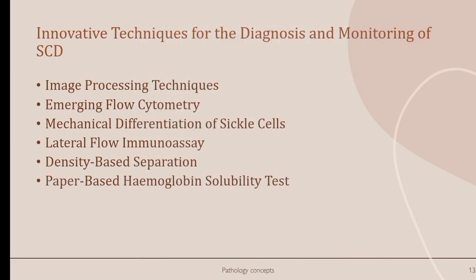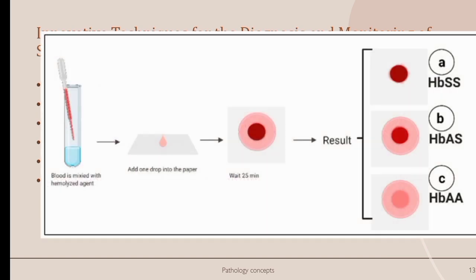Next is the paper-based Hb solubility test. In this test, a drop of blood sample is mixed with hemoglobin solubility agent at a ratio of 1:10. Then the mixture is placed on chromatography paper, followed by staining. Different stained blood patterns form based on the hemoglobin present. This test is affected by high HbF percentage and cannot distinguish between HbSC and HbAS.